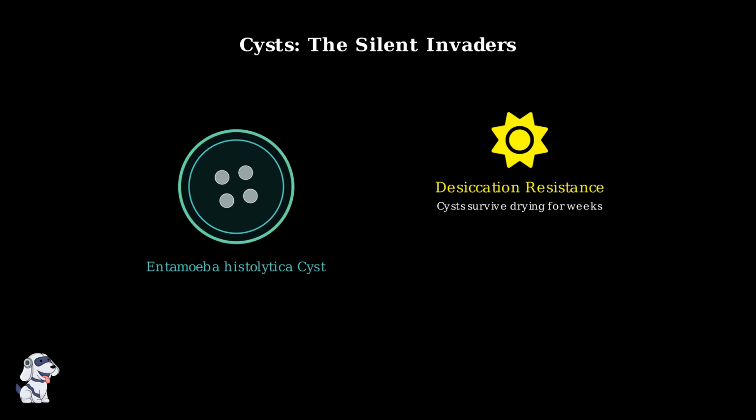First, cysts are highly resistant to desiccation or drying out. While most microorganisms die quickly when exposed to dry conditions, these cysts can survive for weeks without moisture. Second, cysts are resistant to stomach acid. The human stomach produces powerful hydrochloric acid that destroys most pathogens, but these cysts pass through unharmed.